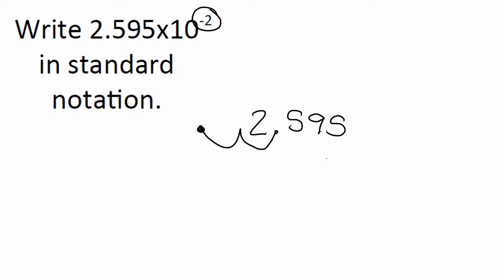Write 2.595 times 10 to the negative 2nd in standard notation. So I'm going to take my number 2.595. I'm going to move the decimal negative 2 times. Negative 2 tells me that it is a small number, so we're going to move the decimal forward to put the zeros in the front, and I'm going to go 1, 2. Fill in my blank spot with a 0. Write the answer neatly, 0.02595.